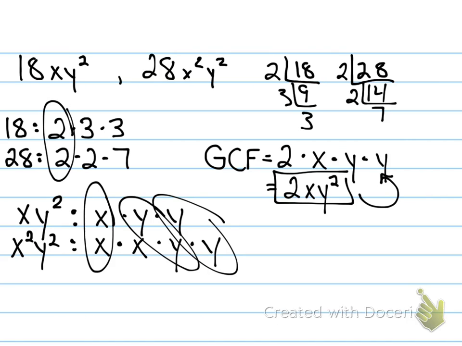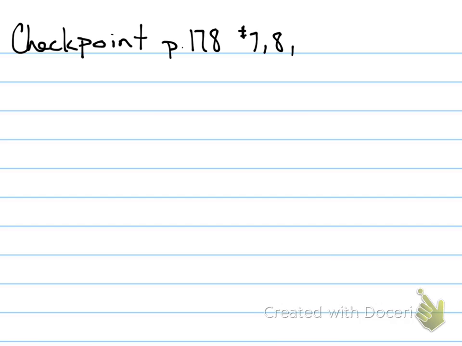Okay, so now we're going to come over here to page 178. We're going to do a little bit of classwork. Checkpoint. On page 178. Numbers, what did I say? 7, 8, 11, and 12. Okay? Just working through some of this just to kind of sum things up.